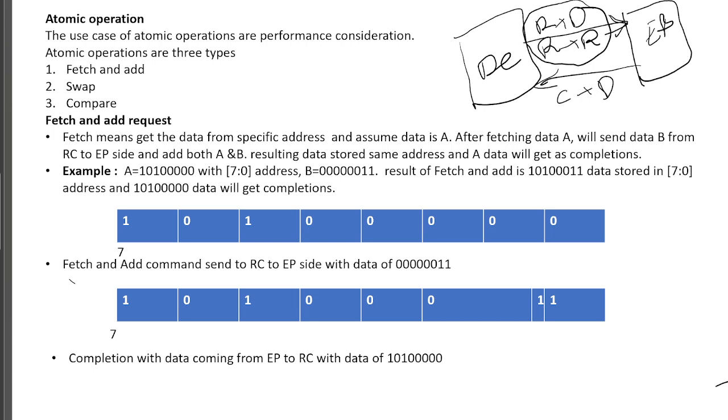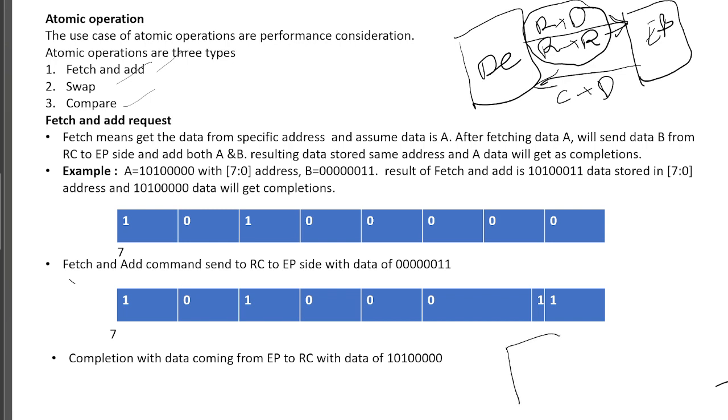In atomic operations, we have three types: fetch and add, swap and compare. We'll see a suitable example for that: what is the significance of fetch and add, and swap and compare. We'll see one suitable example for each command, then we will understand more clearly. Let's see the fetch and add.